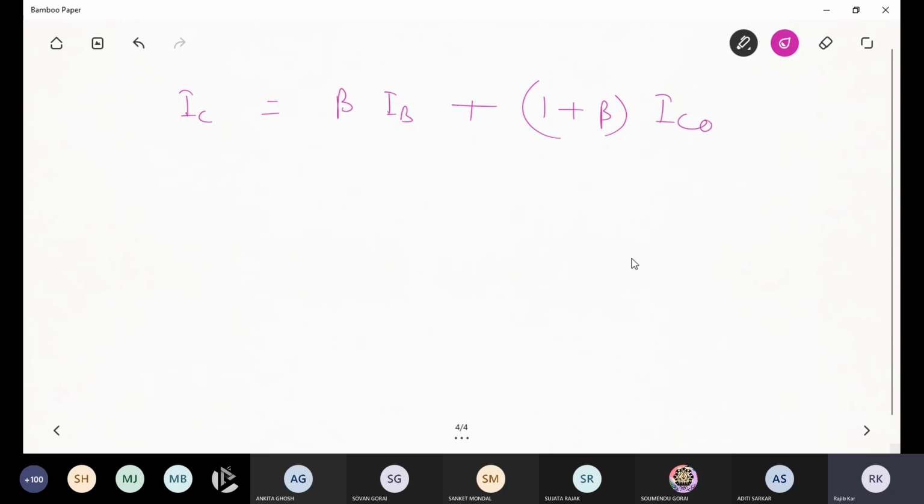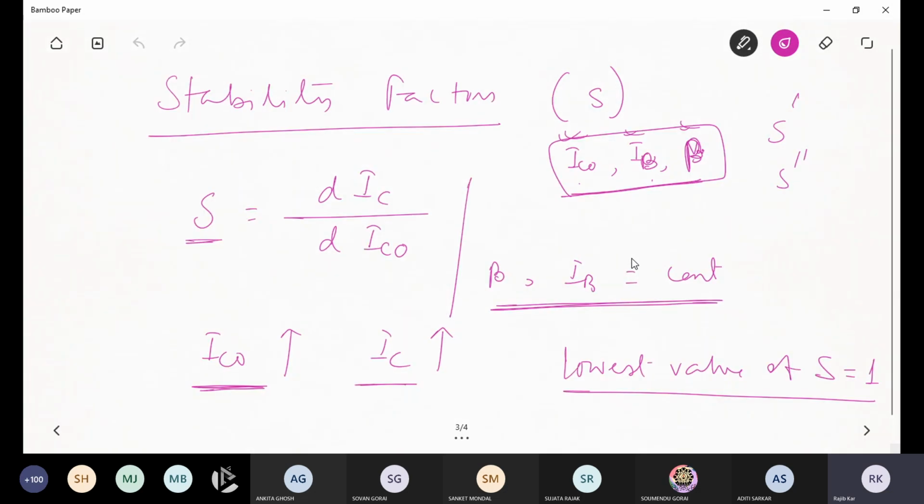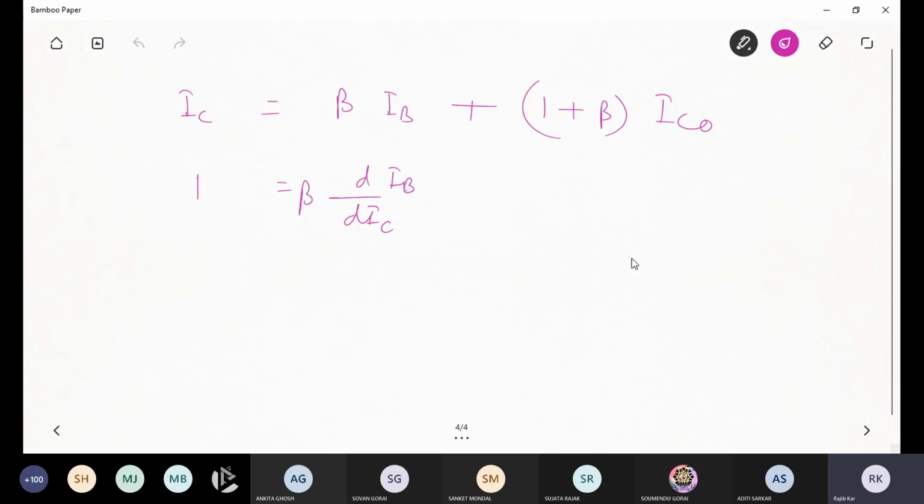This is the equation we have already derived. Now if we differentiate it with respect to IC, this will be 1, and take beta as constant. Beta is constant, we have assumed. The definition of stability factor says that beta and IB will be taken as constant. So here also 1 plus beta will be taken as constant. This is ICO by IC. So this is beta DIB by DIC.